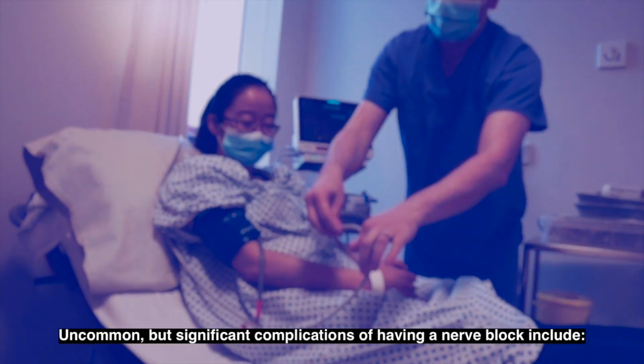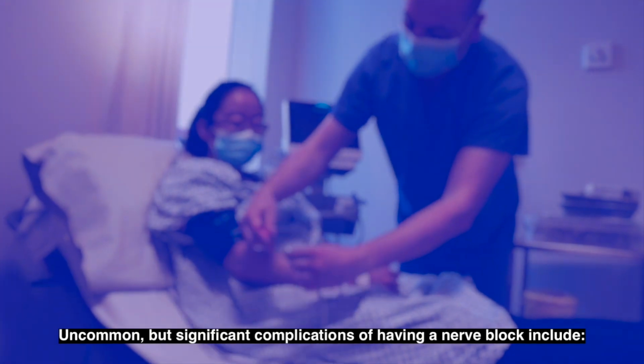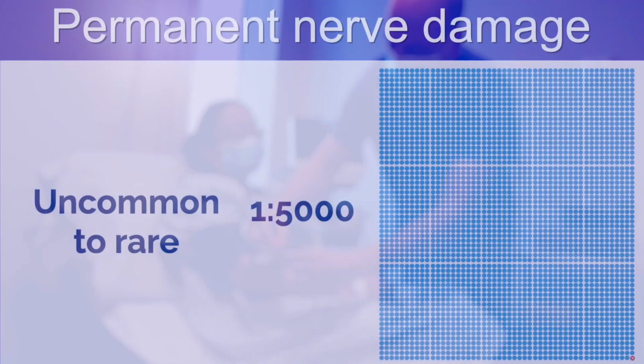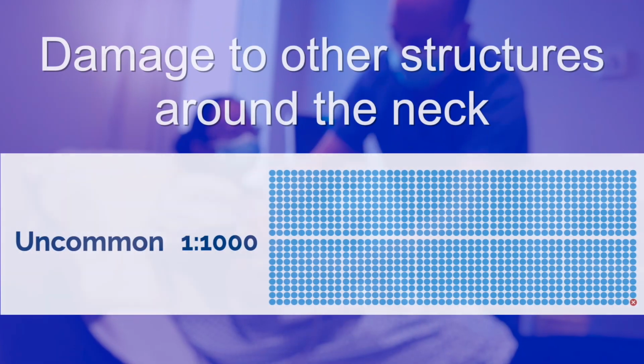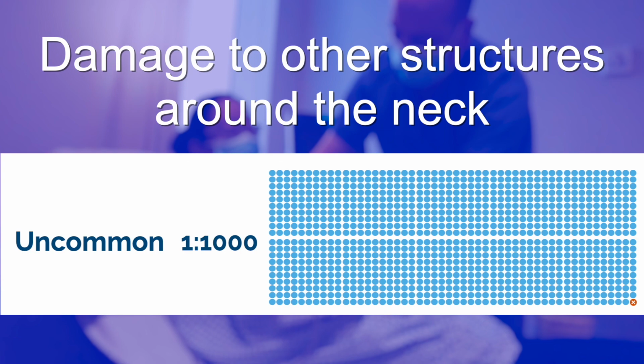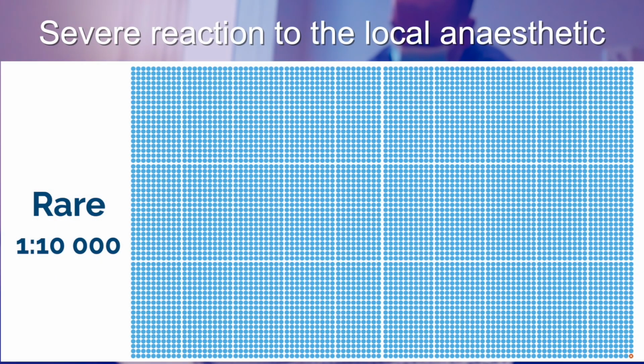Uncommon but significant complications of having a nerve block include permanent nerve damage, damage to other structures around the neck such as the lung, having a severe reaction to the local anaesthetic.